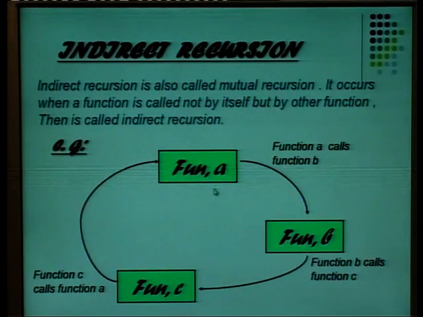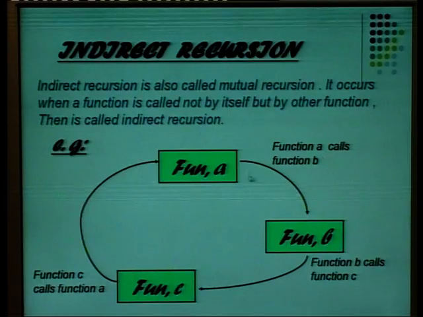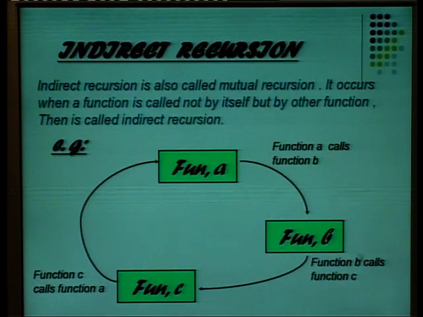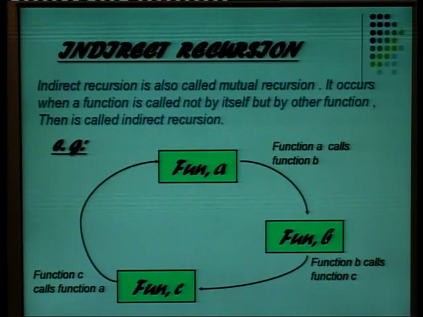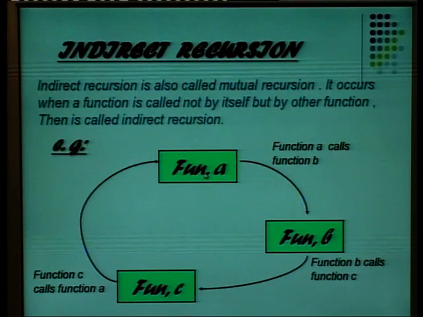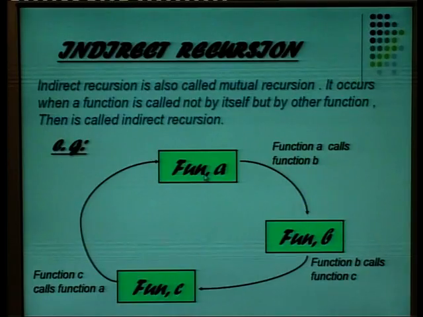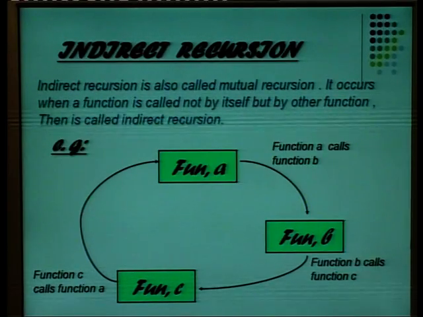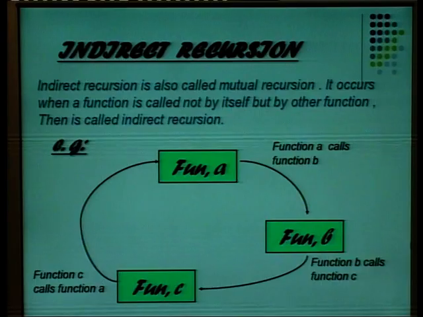This is an example of indirect recursion. Function A calls function B, then function B calls function C, but again function C calls function A. It means function A does not call itself directly, but function A calls function B and function B calls function C, and again function C calls function A. This is called indirect recursion.